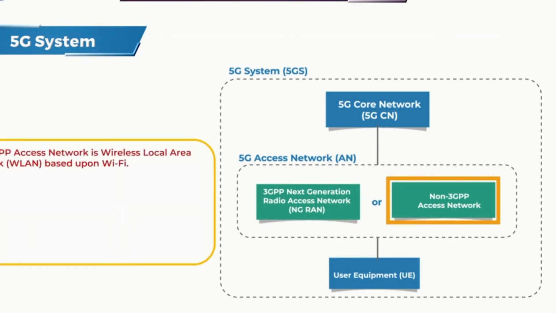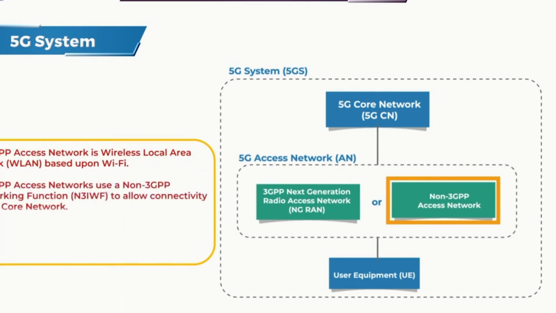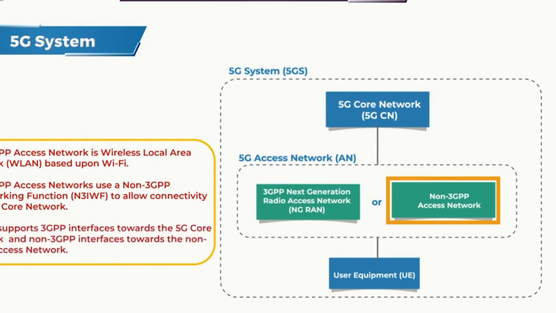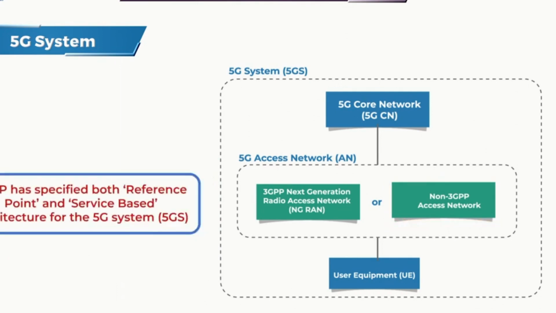An example of a non-3GPP access network is a wireless local area network, that is WLAN, based upon Wi-Fi. Non-3GPP access networks use a non-3GPP interworking function, N3IWF, to allow connectivity with the 5G core network. The N3IWF supports 3GPP interfaces towards the 5G core network and non-3GPP interfaces towards the non-3GPP access network. 3GPP has specified both reference point and service-based architectures for the 5G system.